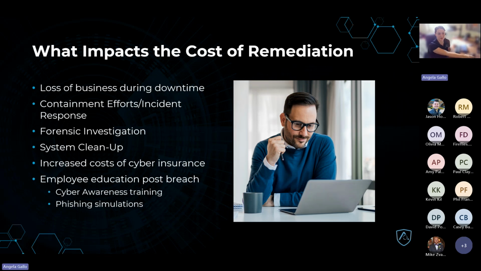The costs of remediation for breaches can be quite extensive. The loss of business during downtime, containment efforts, incident response, forensic investigation, system cleanups, and the increased cost of cyber insurance. Employee education post-breach as well. These are all different things that I've listed here as bullet points, and these are all things that I've seen in my experience that organizations, big and small, have had to deal with post-breach.